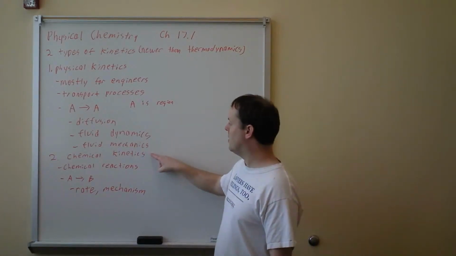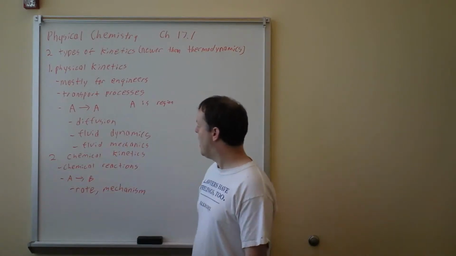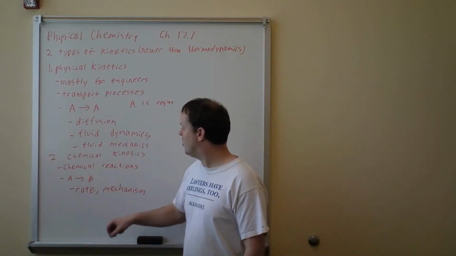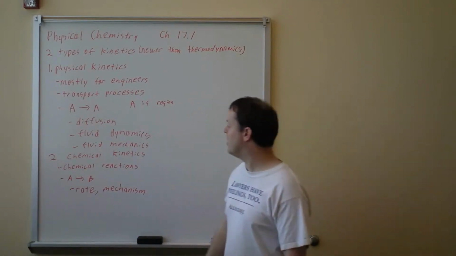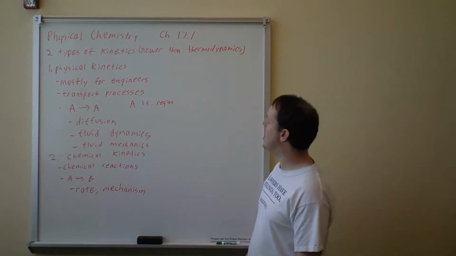The second one is chemical kinetics, chemical reactions. Like if you've got chemical A going to B, how fast is that going to happen? So there's going to be the rate that A becomes B, or also the mechanism, exactly how does A become B, what intermediate steps, etc.